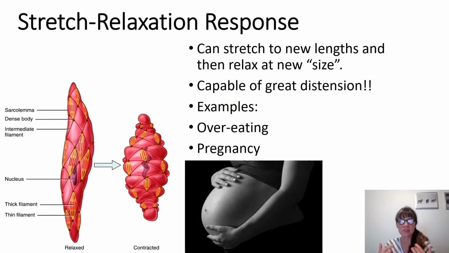Smooth muscle tissue exhibits a really interesting phenomenon known as the stretch relaxation response. Basically what that means is that it can stretch and then relax at that new distended or stretched shape. And smooth muscle is actually capable of stretching or distending a great deal, which is very obvious when we see someone who is pregnant. The uterus is comprised of smooth muscle tissue, and as that developing baby grows and grows, the uterus will continue to stretch and stretch to accommodate that growing baby.